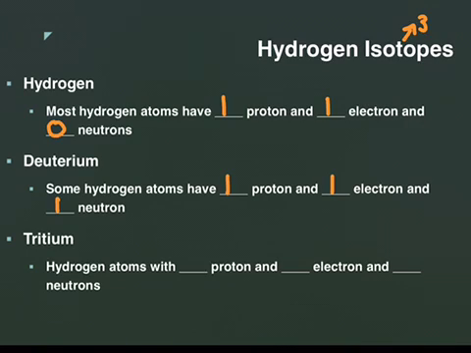So notice, maybe I should do them in a different color, the number of neutrons is changing. So tritium is a hydrogen atom with 1 proton and 1 electron, and then it would have 2 neutrons.